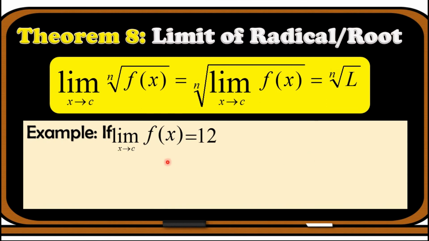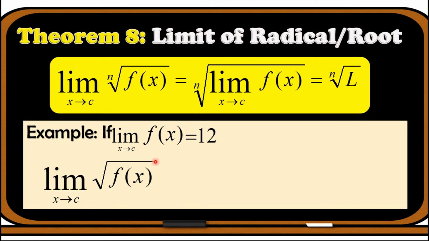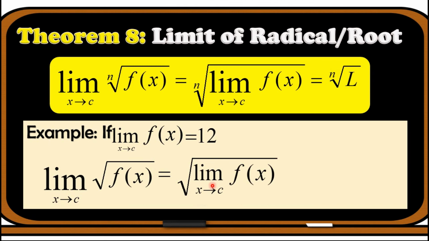So here is the example. If the limit of the function f of x as x approaches c is equal to 12, and we are asked to find the limit of the square root of f of x as x approaches c, this can be written in this form, square root of the limit of f of x as x approaches c. In this case, to find the value, we'll just simply replace this one with the limit value, which is 12, so we have the square root of 12. Then we need to simplify this value by getting the factors of 12, which are 4 and 3, and the square root of 4 is 2, then we have 2 square root of 3.